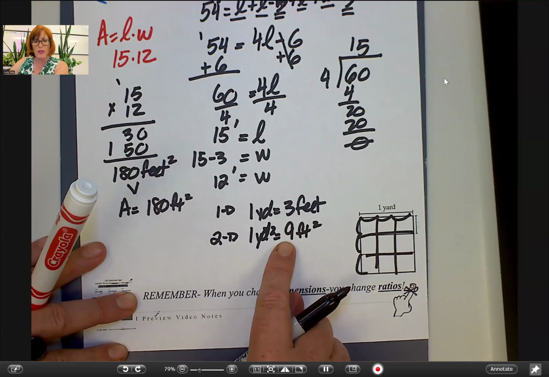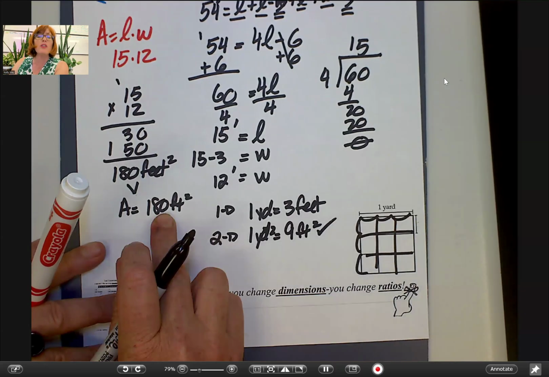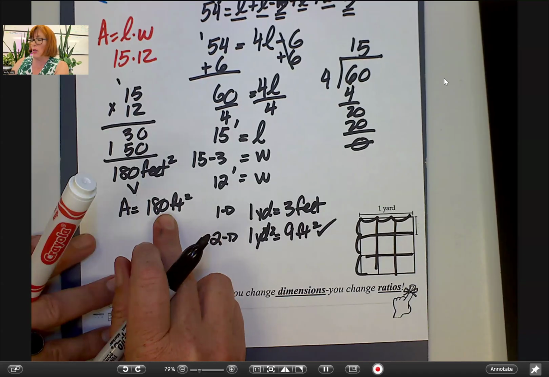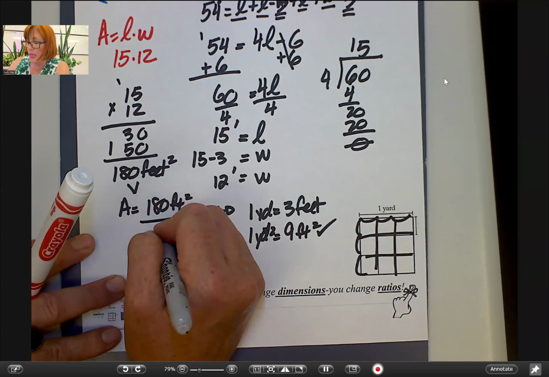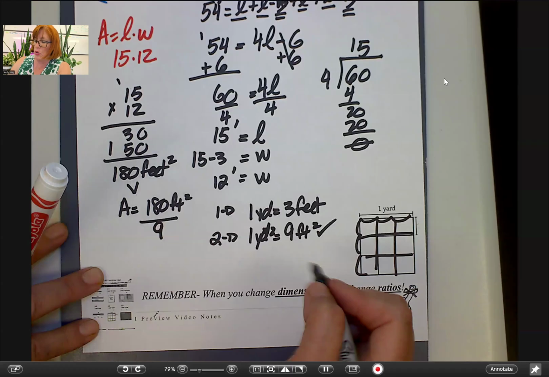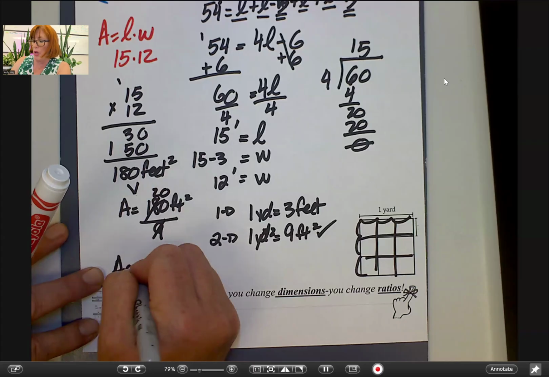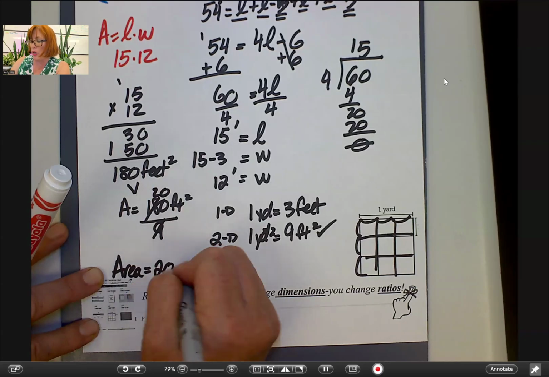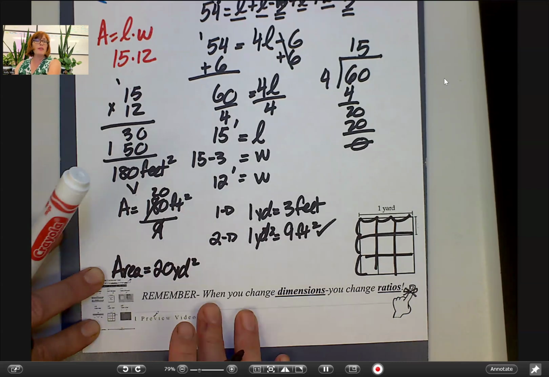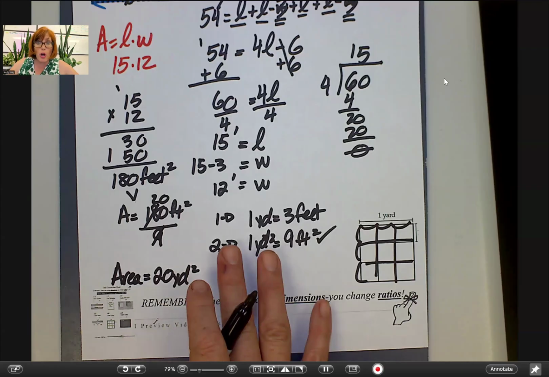So the conversion rate of square feet to square yards, it's not 1 to 3, it's 1 to 9. So to get this into square yards, I need to divide by 9. 9 goes into 18 twice and a 0. So the area of my patio in yards squared is 20 yards squared. That's the amount that I have in my head when I go to Home Depot to figure out the cost.